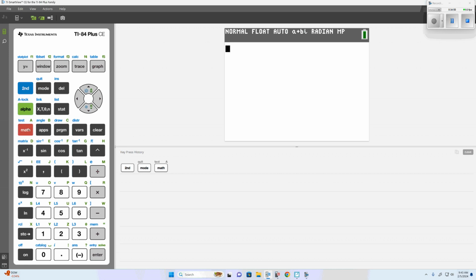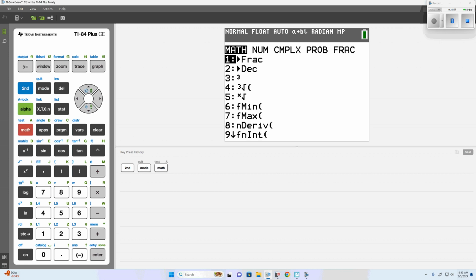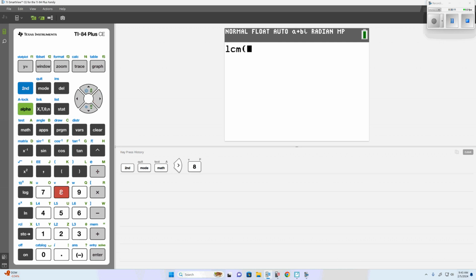Hopefully this is loaded. Math on the graphing calculator, not the 30XS, but the graphing one. If we hit our math button and go over 1, if we look at the very bottom, we do have LCM, least common multiple. So we can scroll down to it or hit 8, then 6, comma, 9, and it gives 18. So it can do that for us.